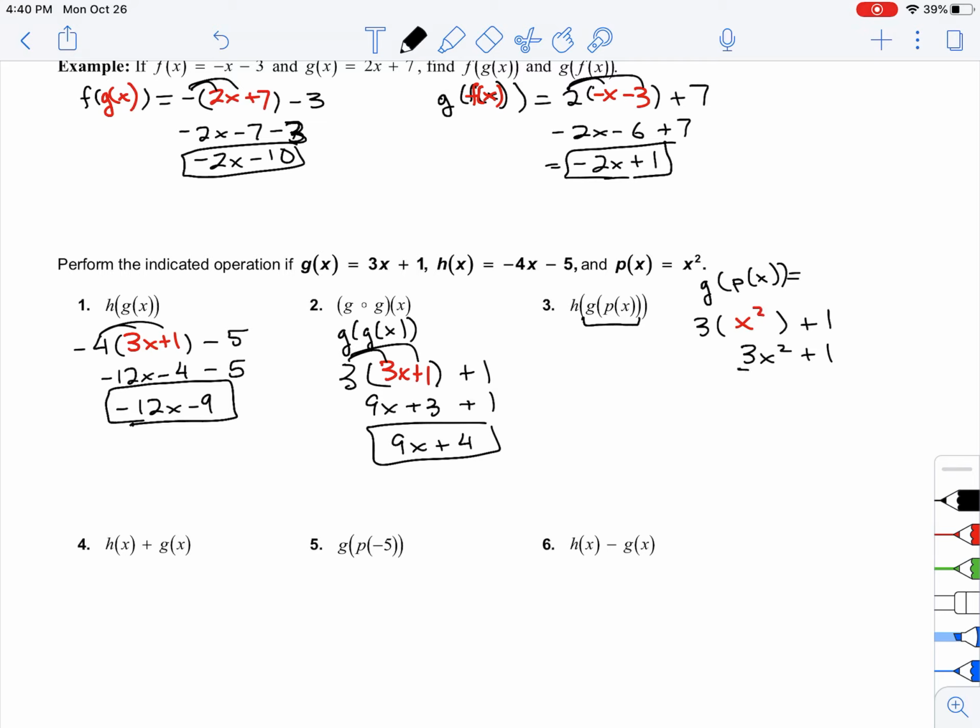Now we know we need to put this inside of h of x. So h of x is negative 4 times whatever x is, minus 5. So we know that we're going to put 3x squared plus 1 inside of here. Let me make some more space.